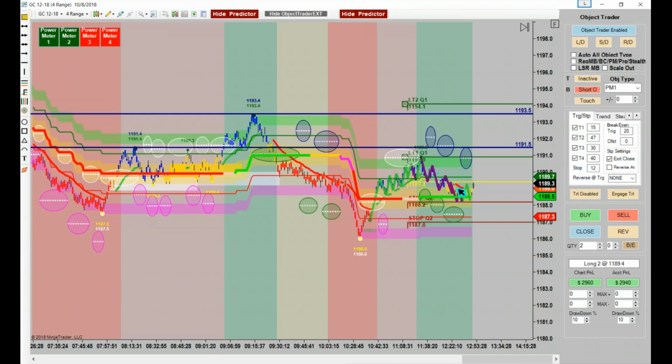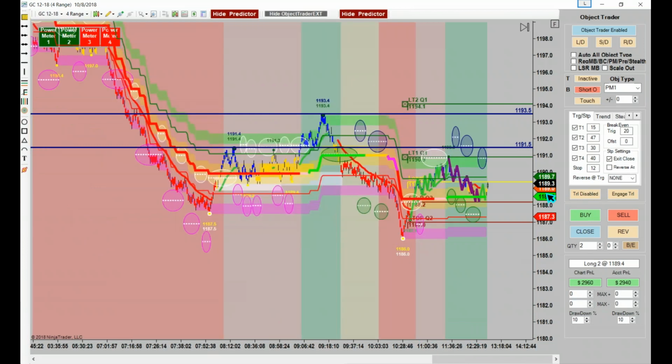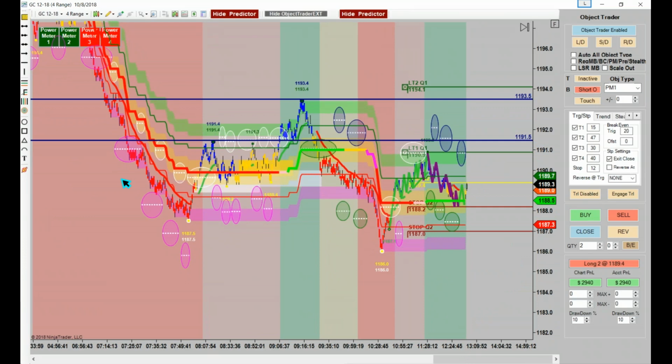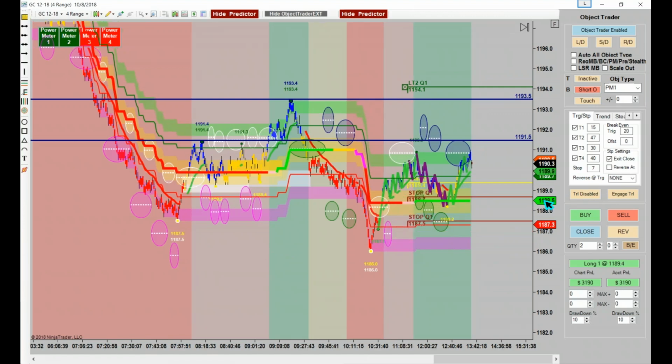Now keep in mind this is getting awful close to the end of the day, so I'm not sure exactly what it's going to do, but let's just see if we can stay in that trade. I'll just fast forward it to like 500 and see. There you go. All right, tighten your stop for your runner.